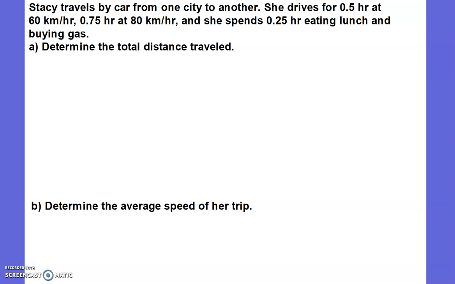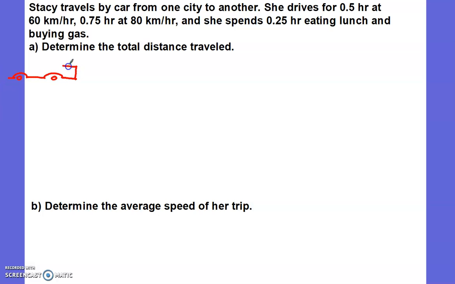Now there's two parts to this. The first thing we have to do is to determine the total distance traveled. And then the second part, letter B, we need to determine the average speed of her trip. So we need part A's answer in order to solve part B. Whenever solving problems, the first thing we want to do is draw a picture just to help us remember what is going on in the problem so we can check whether or not the answer makes sense.